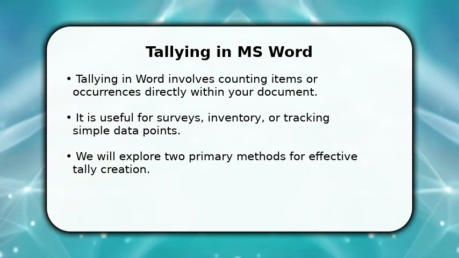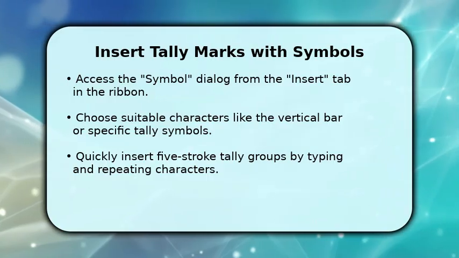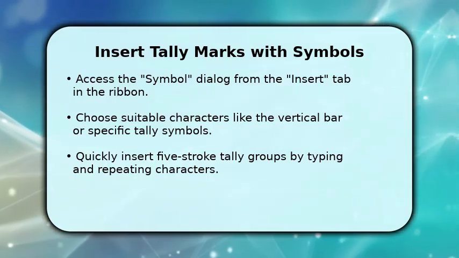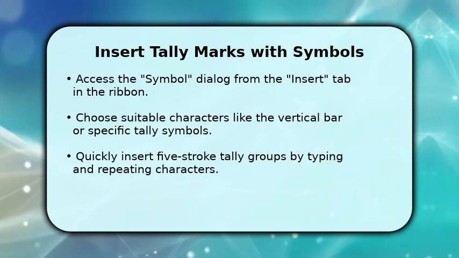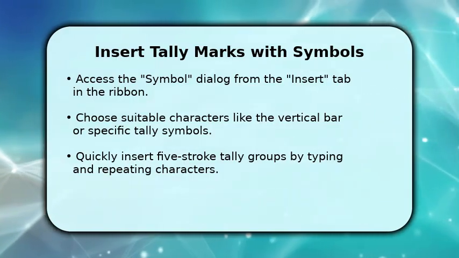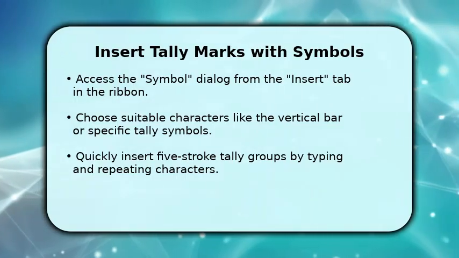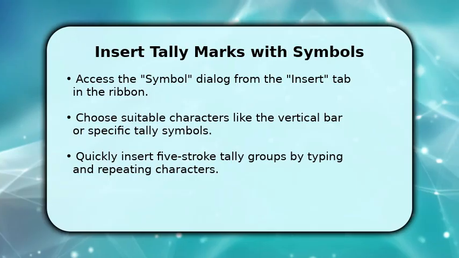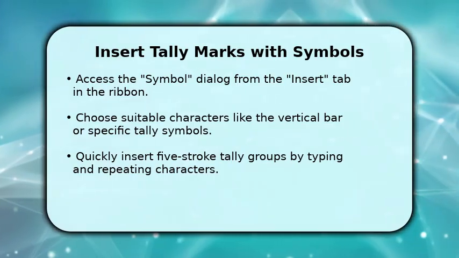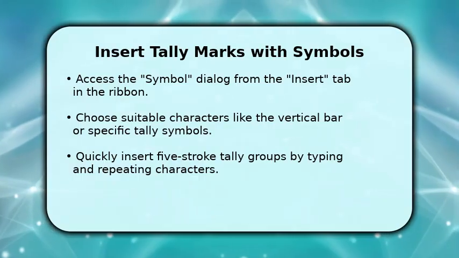data effectively. To insert individual tally marks, navigate to the Insert tab and select Symbol, then More Symbols. Here, you can find characters like the vertical bar, which serves as a basic tally mark. For a group of 5, simply type 4 vertical bars and then cross them with a /. This method allows for quick, manual tallying directly within your text, providing a visual count for small datasets.